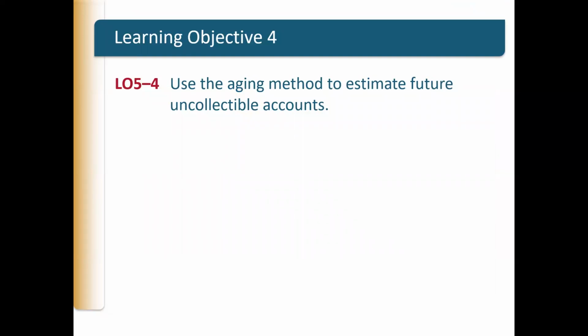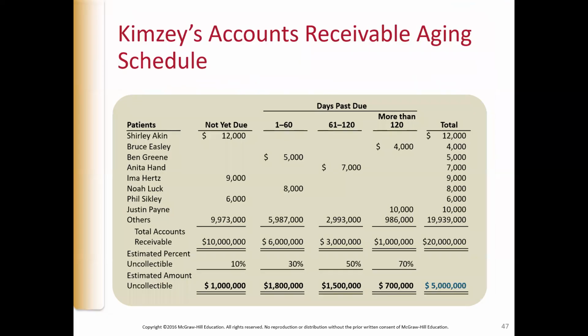So another way in which we can estimate bad debts is to look at the receivables, and you see those receivables that are not yet due. And then you see 1 to 60 days past due, 61 to 120 days past due, and more than 120 days past due.